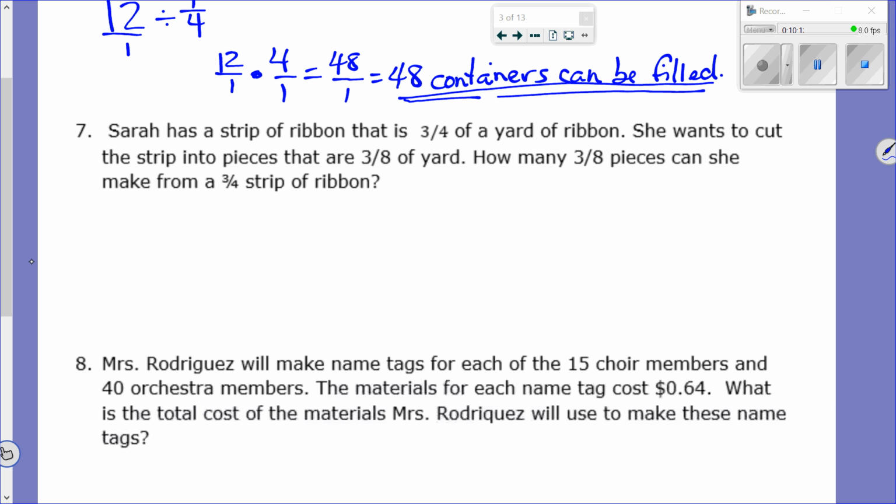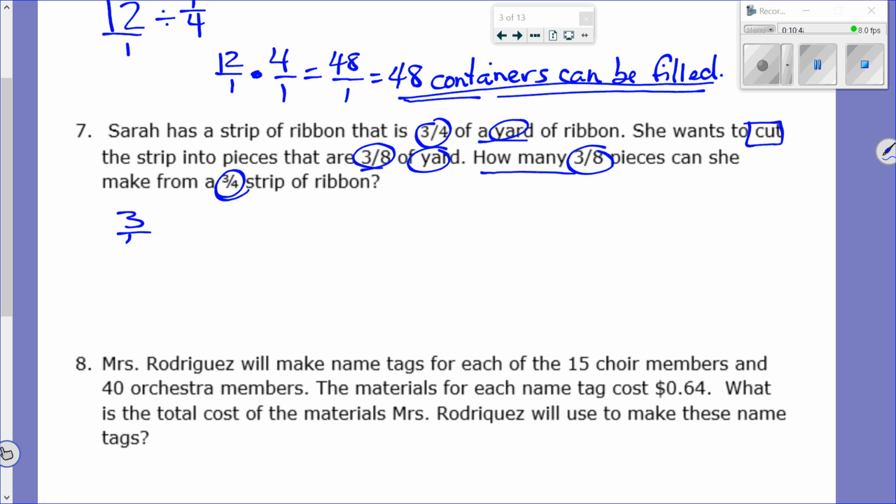Number 7 says a strip of ribbon that is 3/4 of a yard of ribbon. She wants to cut the strip into pieces that are 3/8 of a yard. How many 3/8 pieces can she make from a 3/4 strip of ribbon? So again, our mathematical question on this one's really important. Cut already tells me I'm going to be doing what operation? Dividing. So then the big question is, am I dividing 3/4 by 3/8 or the 3/8 into 3/4? 3/4, dividing it into 3/8 strips.